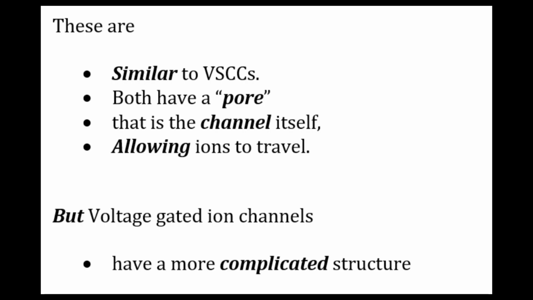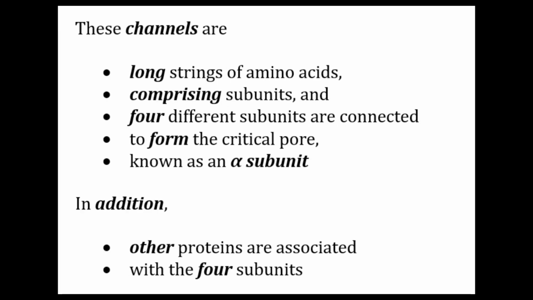Now these are similar to the voltage sensitive calcium channels, as both have a pore, that is the channel itself, allowing ions to travel through them. But these voltage gated ion channels have a more complicated structure. These channels are long strings of amino acids comprising subunits, and 4 of these different subunits are connected to form a critical pore known as an alpha subunit. In addition to these, other proteins are also associated with the 4 subunits.